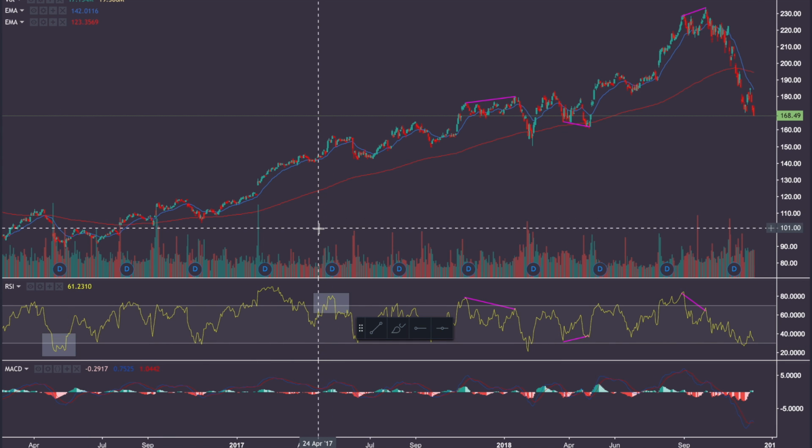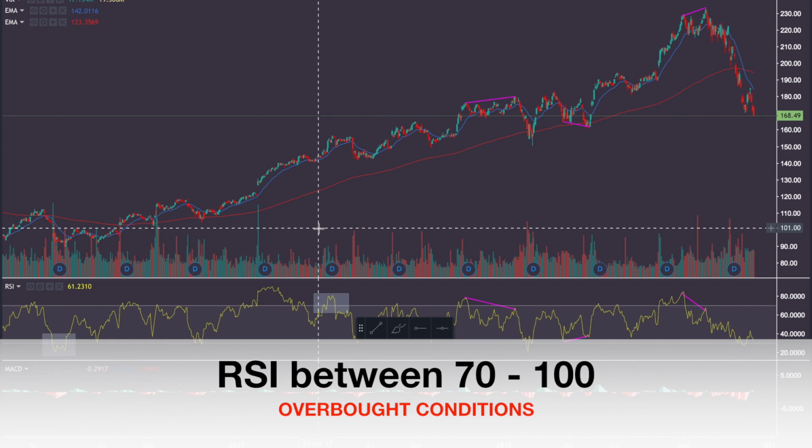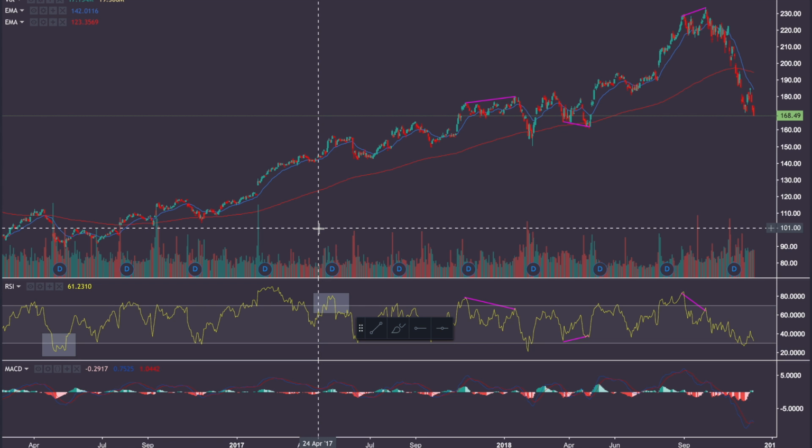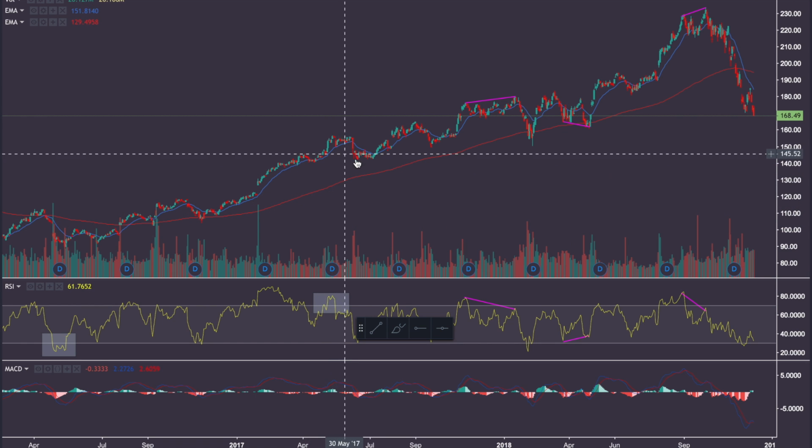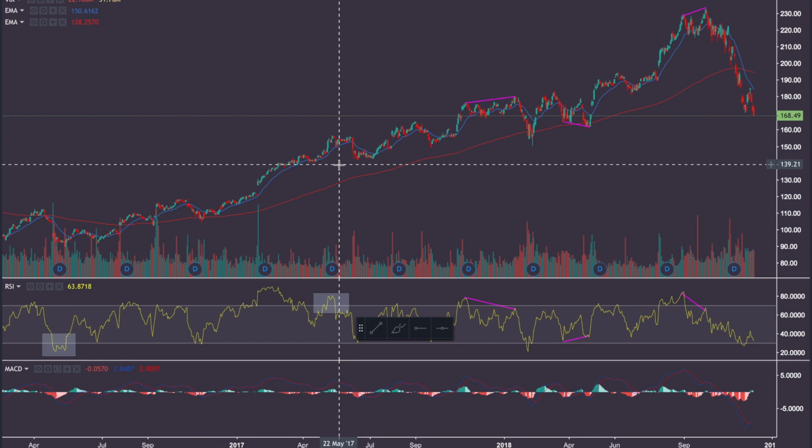Now, the contrary happens on the sell side of things. We talked about when prices and the RSI are way overextended, typically the RSI will be above 70 and considered overbought. This is a good time to exit your position or enter a short position as prices are due for a pullback. And we can see in this example, prices pulled back shortly right after the RSI broke down.